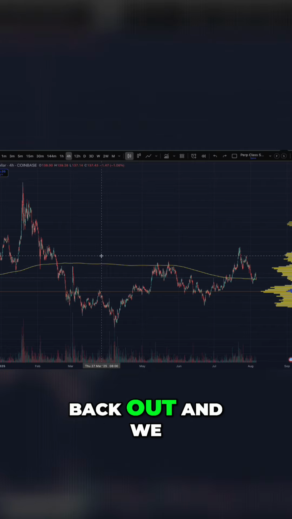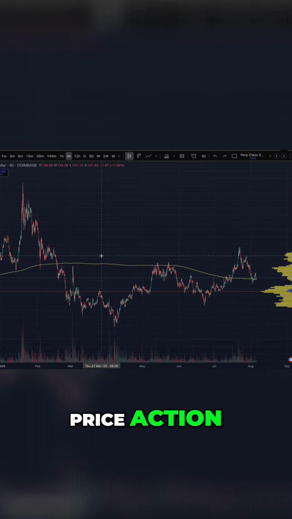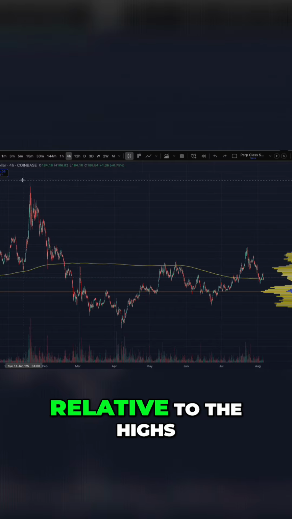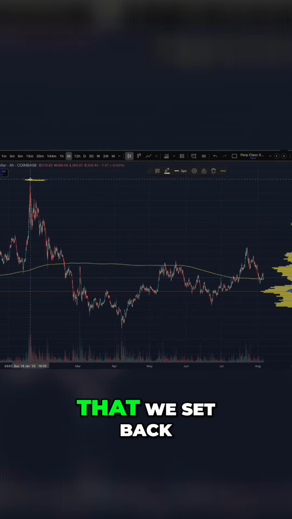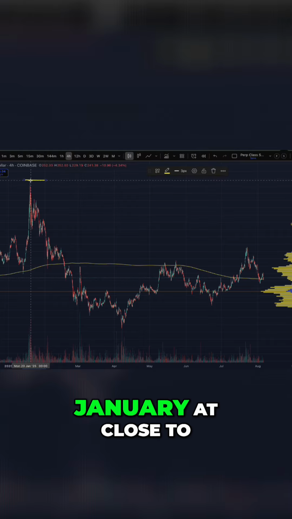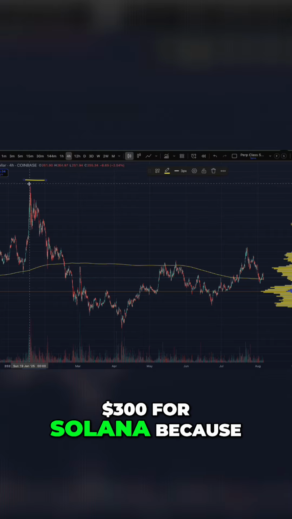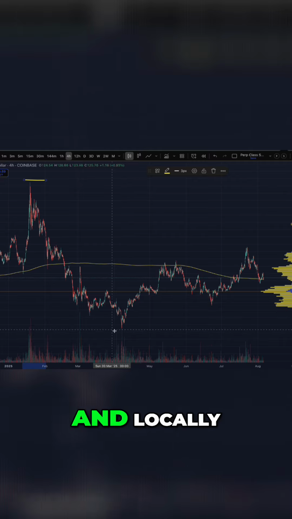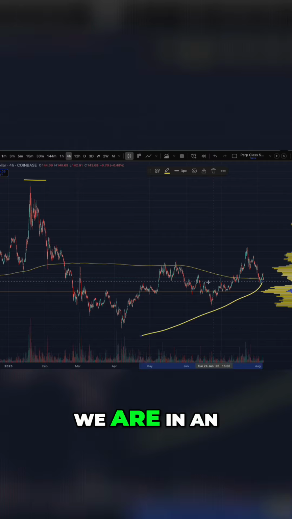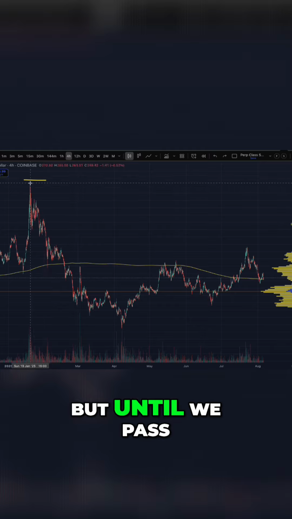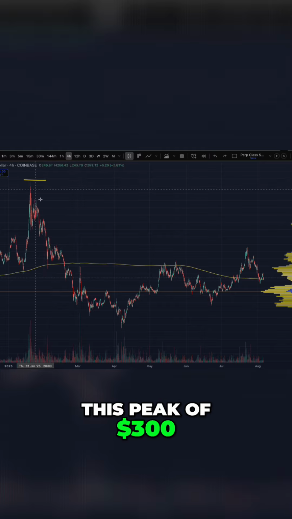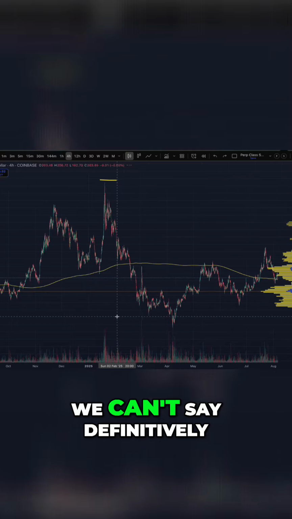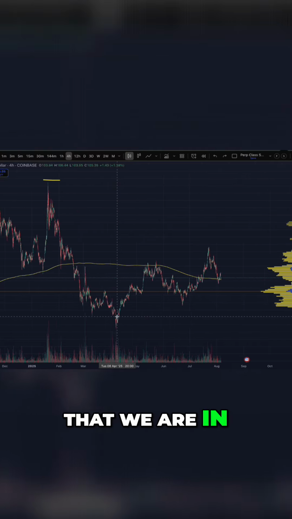But if we go back out and we look at all this price action, I would say it's not confirmed that we're in an uptrend yet relative to the highs that we set back at the end of January at close to $300 for Solana, because we had this massive downtrend that made these new lows. And locally, sure, we are in an uptrend right now, but until we pass this peak of $300, I would say, on a weekly scale, we can't say definitively that we are in a fresh uptrend.